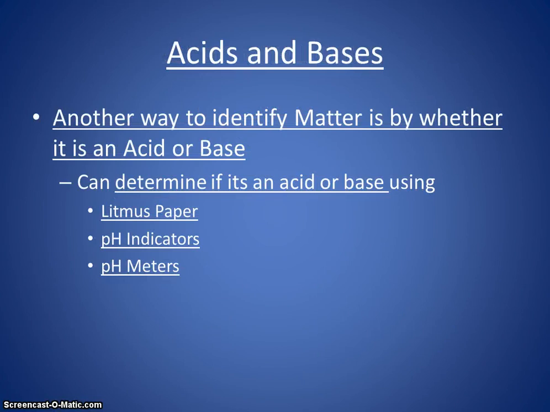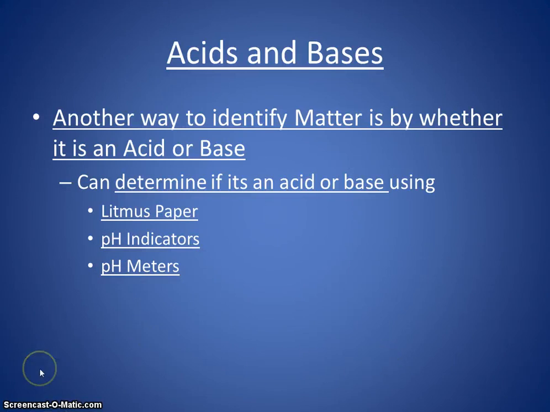So let's talk about another property of matter. It can be an acid or it can be a base. We've talked about acids, but you may not know as much about bases. Okay? There are certain indicators that will tell us if something is an acid or a base. Litmus paper, something we call pH. pH indicators, talking about how much hydrogen is in there, and a pH meter will tell you. Okay? There's a pH scale that tells whether something's acidic or basic.